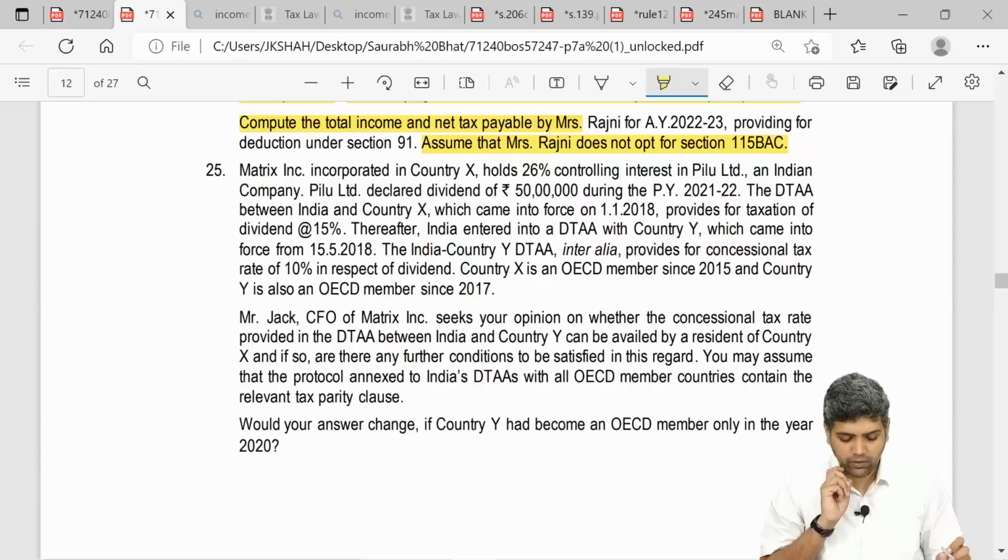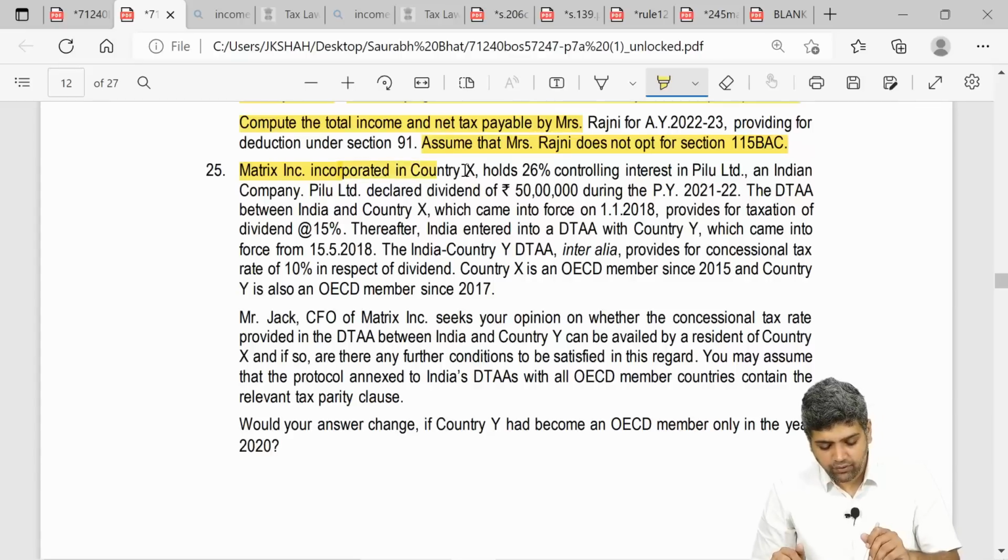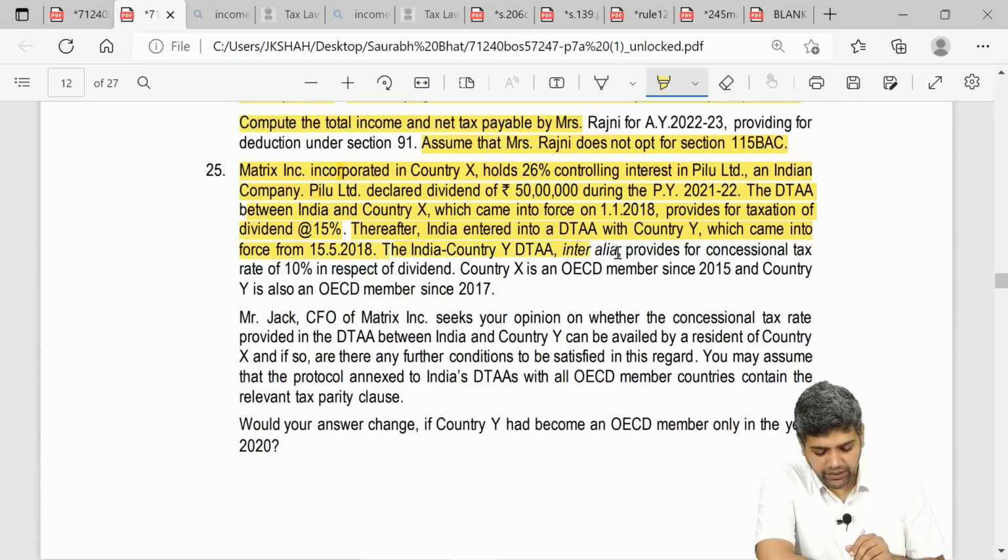Let's have a look at this question now. It says Matrix incorporated in country X holds 26% interest in Pillu Limited, an Indian company. Pillu Limited declared dividend of 50 lakhs during the year. DTAA between India and country X, which came into force on 1st Jan 2018, provides tax on dividend at 15%. Thereafter, India entered into a DTAA with country Y, which came into force on 15th May 2018. India-country Y DTAA inter alia provides for concessional tax rate of 10% in respect of dividend.